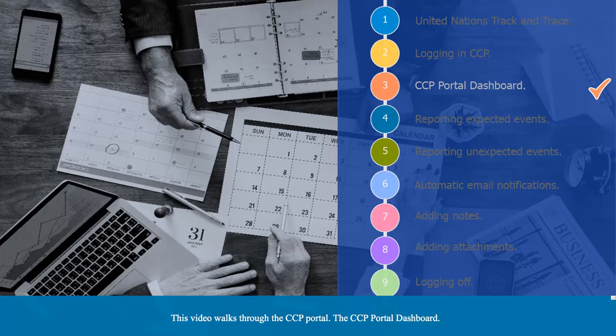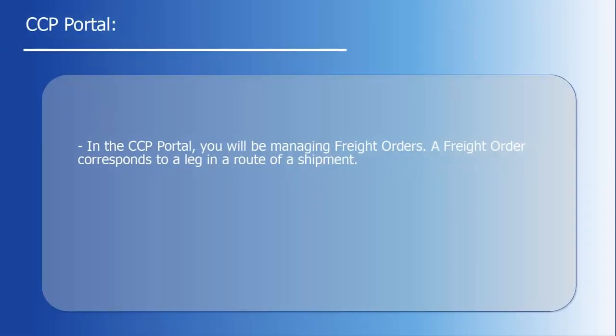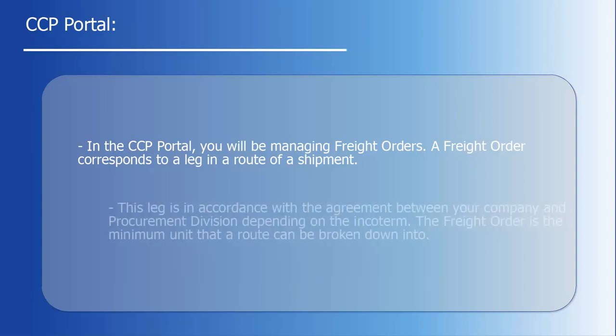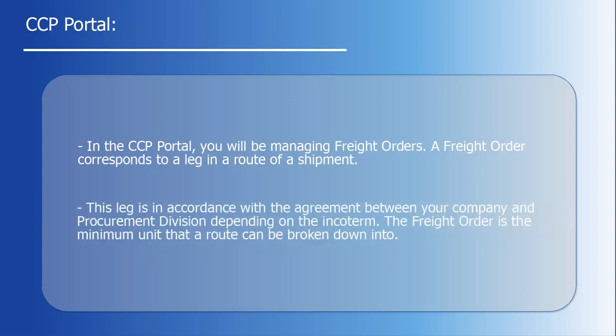The CCP Portal Dashboard. In the CCP portal, you will be managing freight orders. A freight order corresponds to a leg in a route of a shipment. This leg is in accordance with the agreement between your company and Procurement Division depending on the Incoterm. The freight order is the minimum unit that a route can be broken down into.